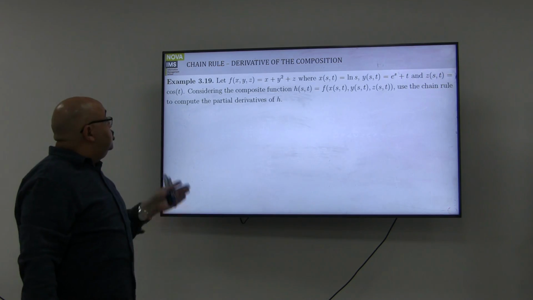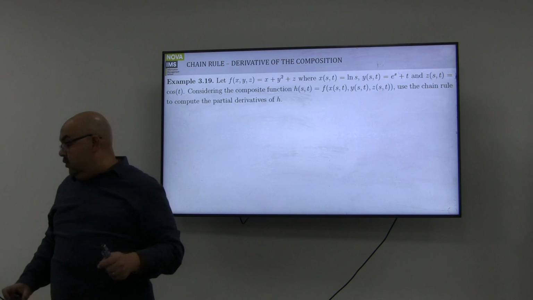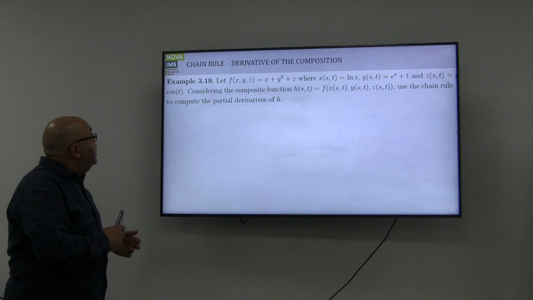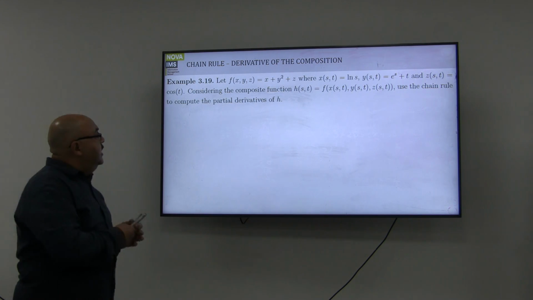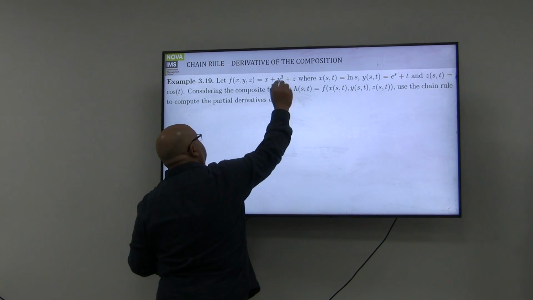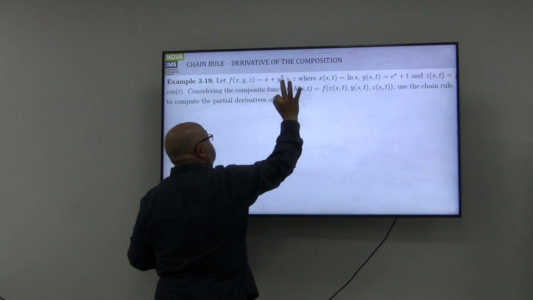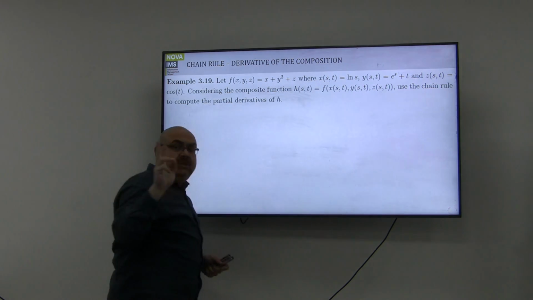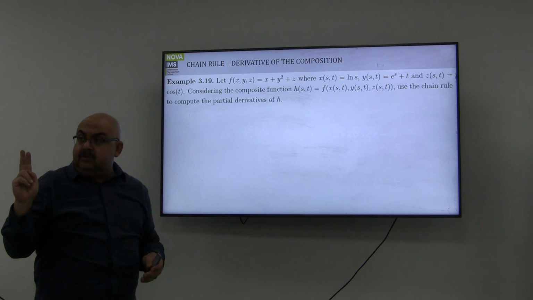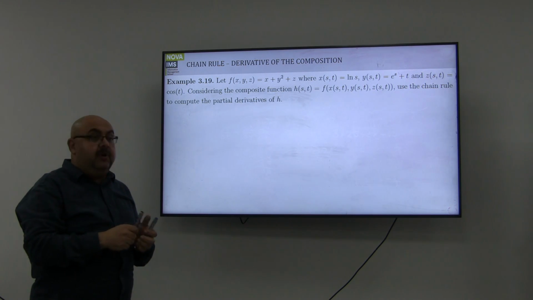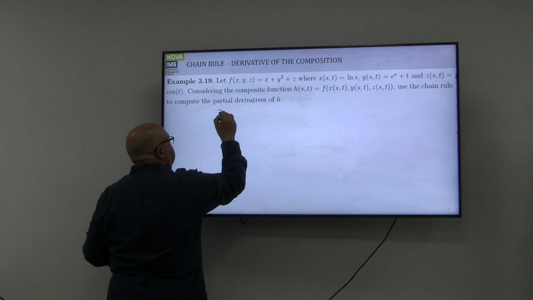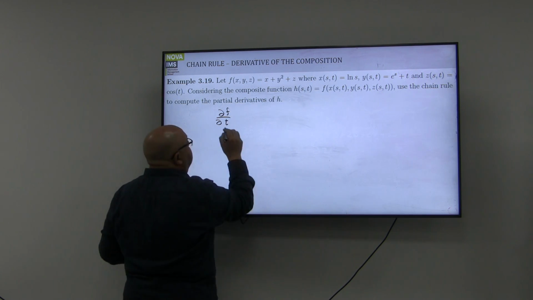Okay, let's look at this problem. This is what I was telling you. Now you have that h or f is a function in how many variables? 3 variables. And each one of x and y are functions in how many variables? In 2 variables. So for example, if I need to find partial f, partial t, it's really very simple.